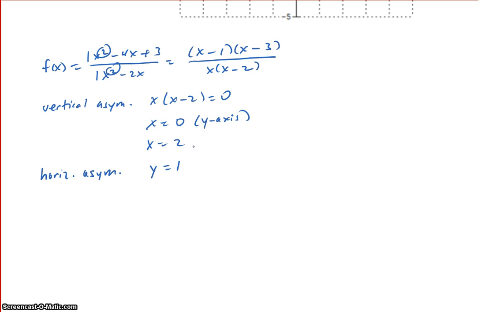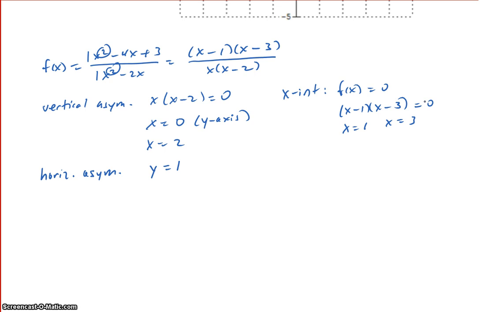How about intercepts? Well, for x-intercepts, you're looking at where f of x, or y, is equal to 0. That means where is the numerator equal to 0? Well, take the numerator, in factored form, x minus 1 times x minus 3, set it equal to 0, solve for x. You get x equals 1 or x equals 3. Those should be the points at which the graph crosses the x-axis. Points of that sort are useful to know, of course.